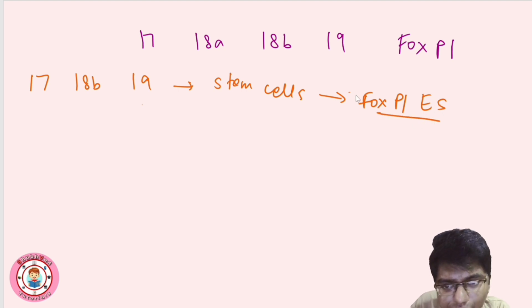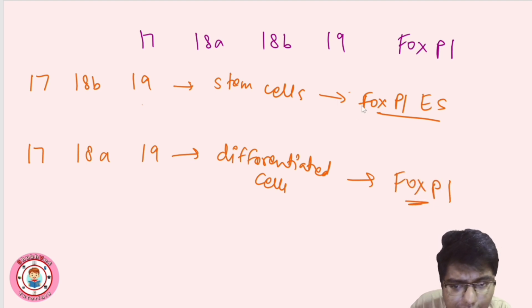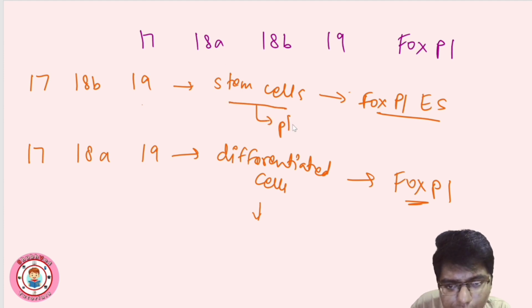Okay, this we call FOXP1 ES, which is important for regeneration, it has regenerative capacity. And the second type, 17, 18A and 19, this is in differentiated cells. Okay, this we just call FOXP1. Got it? So this is in differentiation.